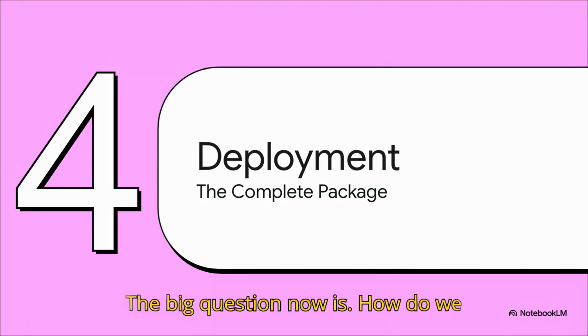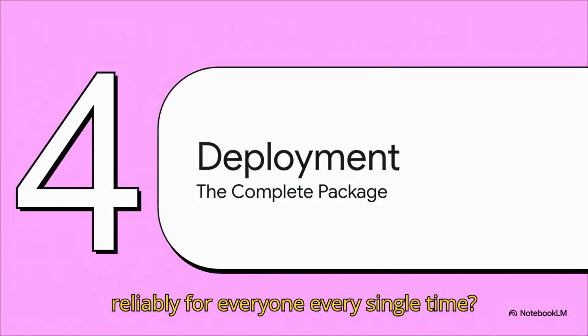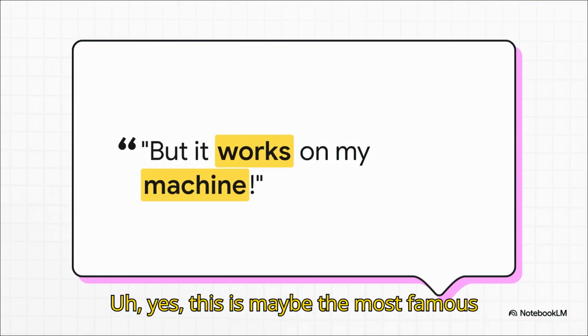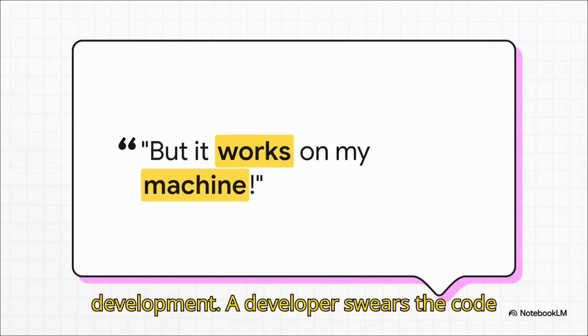So at this point, we've got our front-end components, our back-end logic, our AI brains, all the pieces are built. The big question now is, how do we package this whole complex system up and get it out to the world so it works reliably for everyone every single time? Ah, yes. This is maybe the most famous and frustrating phrase in all of software development.